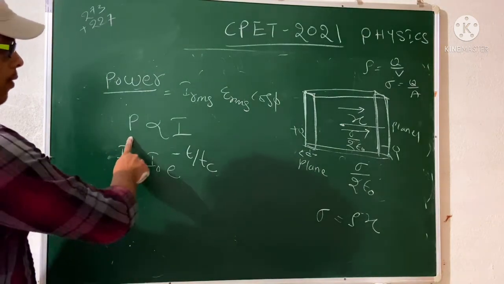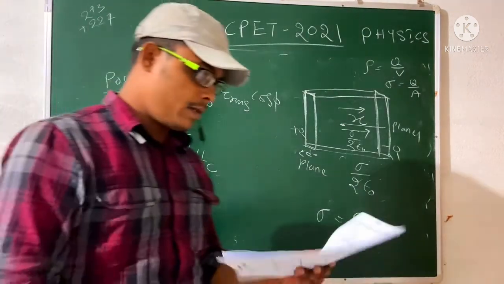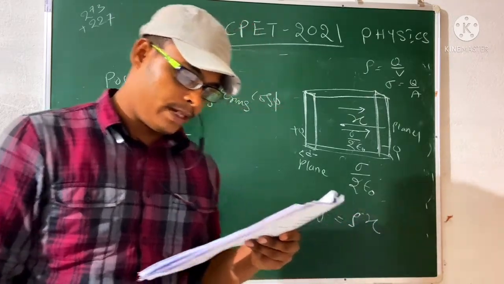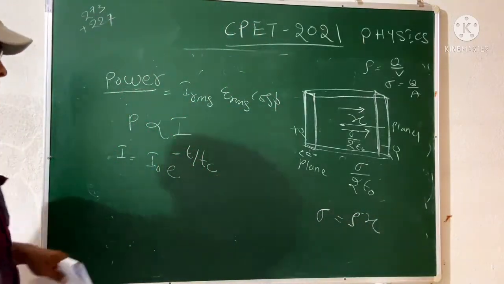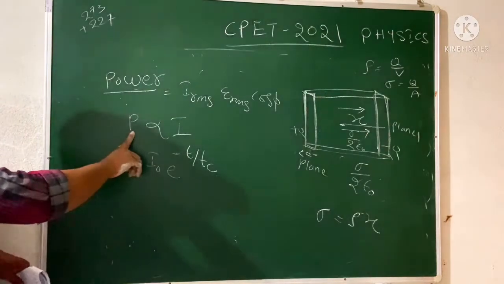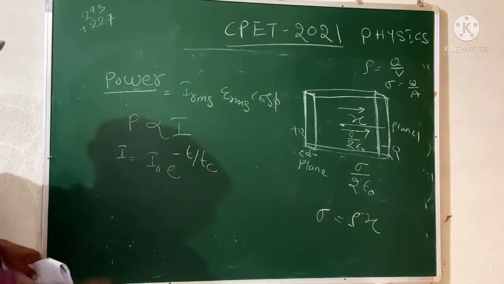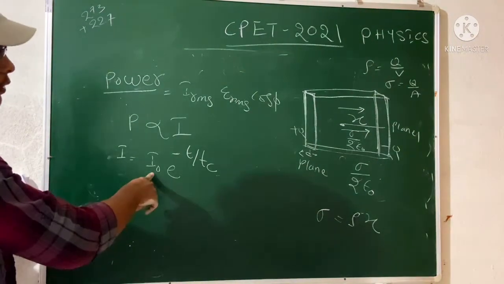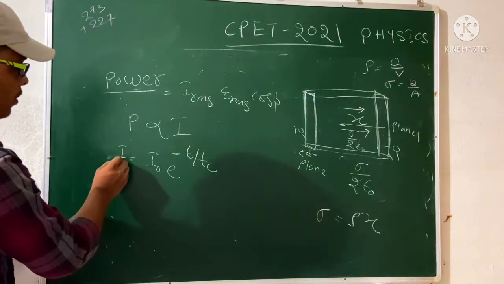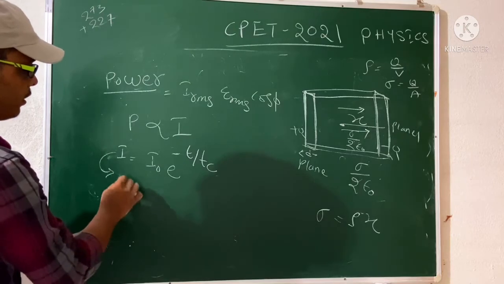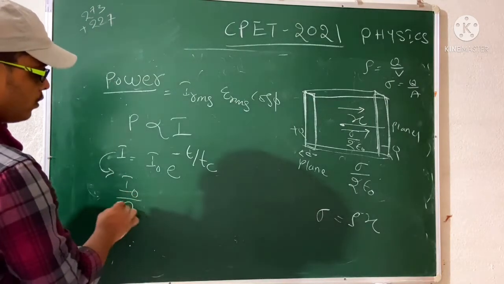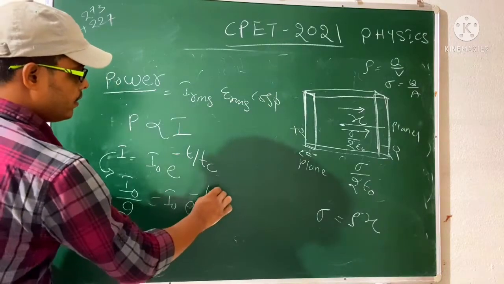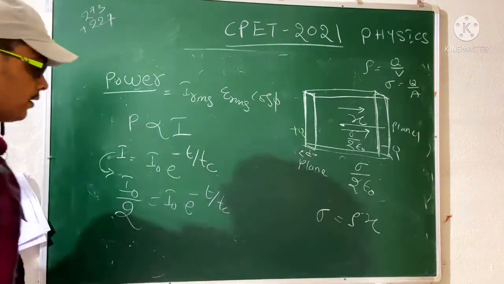Now what it says is that the power is half times its maximum. I think yes, the power delivered by the battery is half of its maximum value. So if power is the maximum, then current is also maximum. What is the maximum value of the current? This is I0, because I0 is the peak current. So this I is converting to I0 by 2. So that will be I0 by 2 equals I0 e to the power minus t by tc, right?